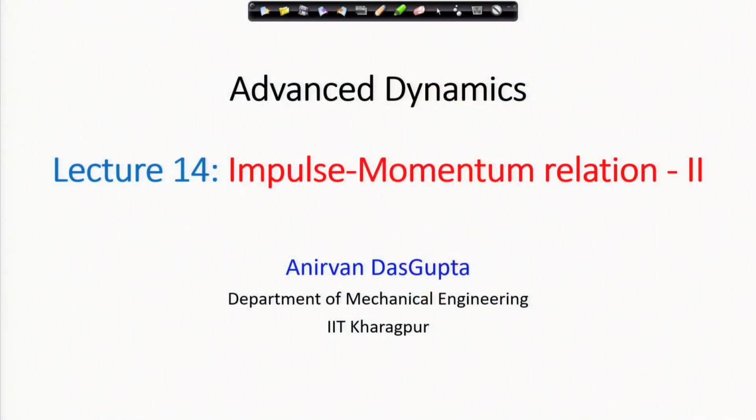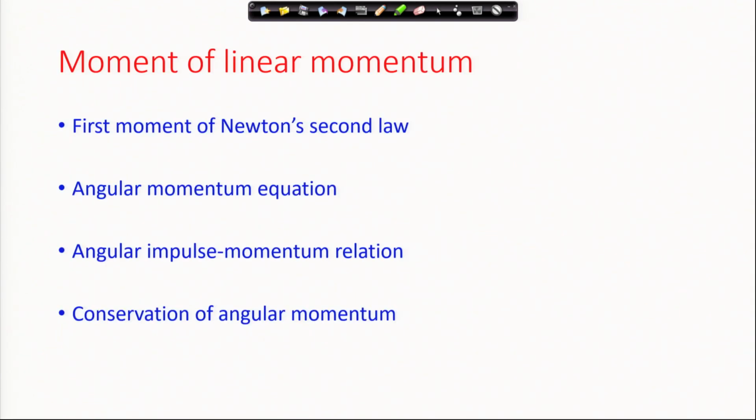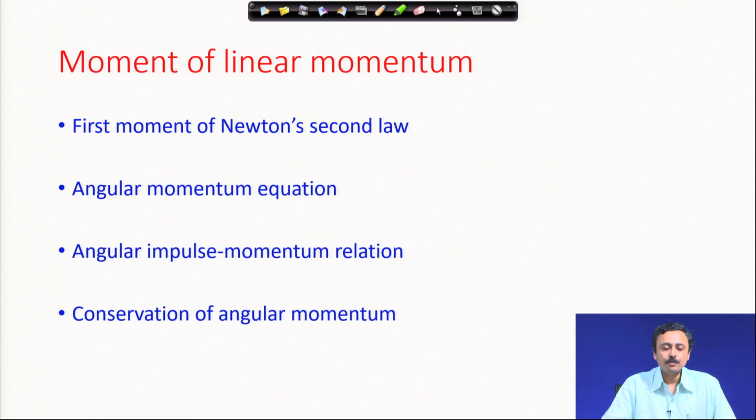Let us carry forward our discussions on impulse momentum relation. Today, we are going to look at the first moment of Newton's second law and thereby define a new quantity called the angular momentum. Then we will derive the angular impulse momentum relation, which relates the angular impulse to the angular momentum. This relation we will derive and look at conservation of angular momentum.